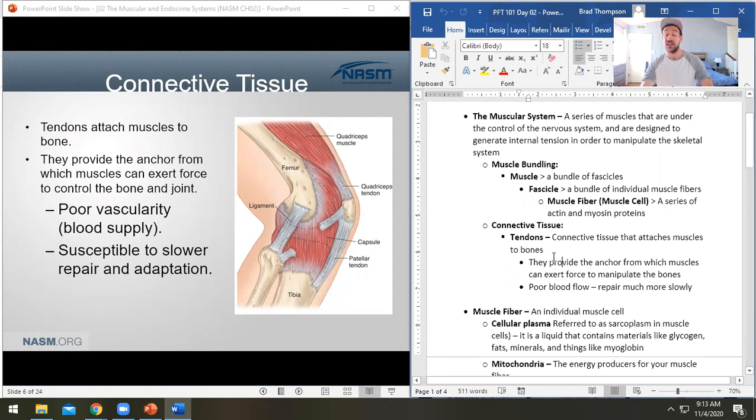Now, one of the reasons tendons and ligaments are so confusing and people get them mixed up all the time is that they share a really common trait, which is that they have very, very poor blood flow. They both just do not get as much blood. There just aren't as many blood vessels running to these types of tissues as other parts of the body.